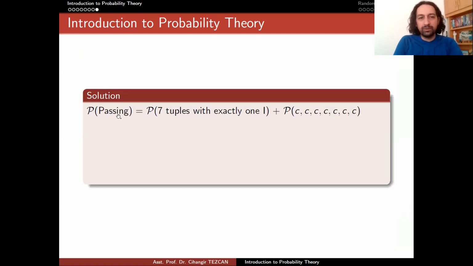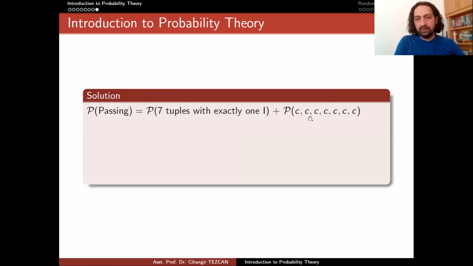So the answer is as follows. We are trying to calculate the probability of passing. You can pass the exam if you answer all 7 questions correctly or 6 of them correctly with 1 incorrect answer. So the probability can be divided into 2 as the addition of probabilities. In one scenario, we calculate the probability of all 7 questions to be correctly answered. And in the other one, we will talk about the probability of having exactly 1 incorrect answer and 6 correct answers.